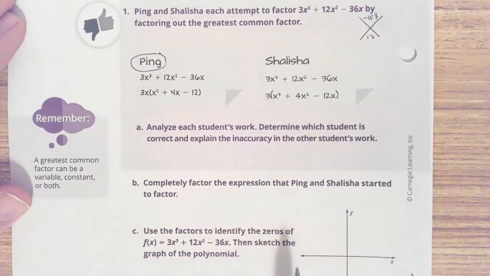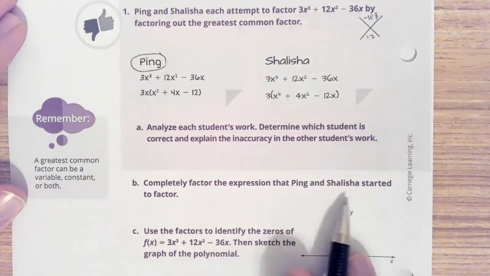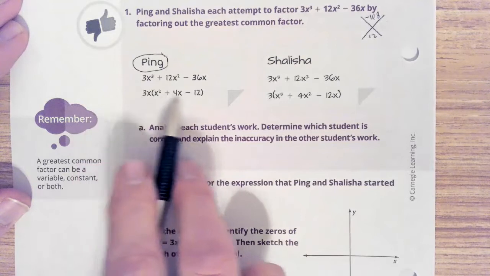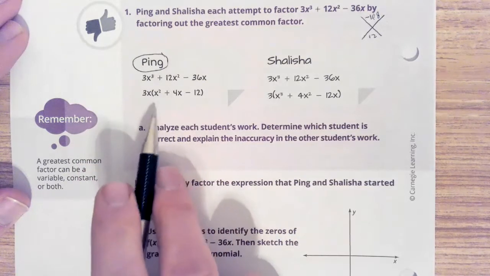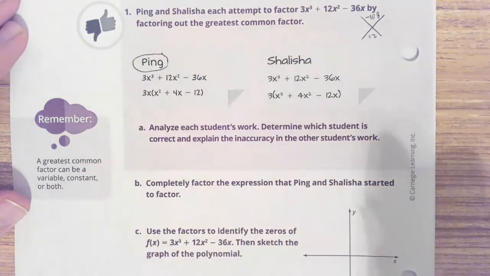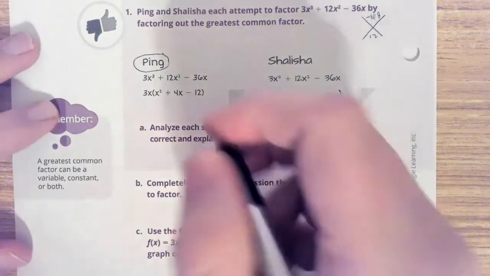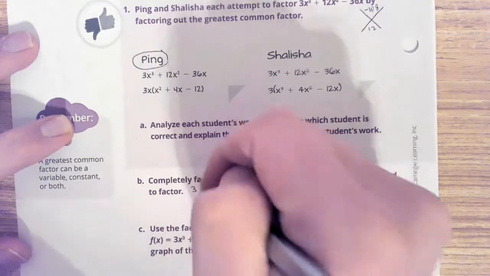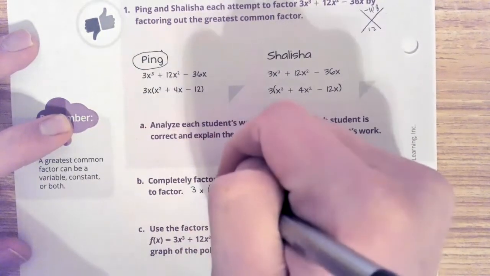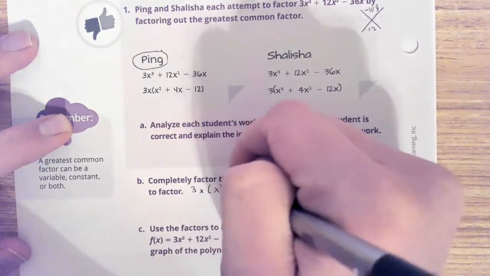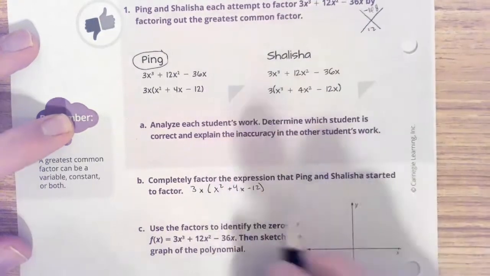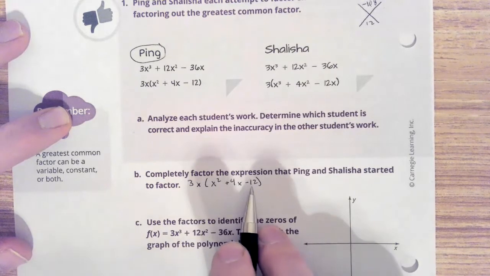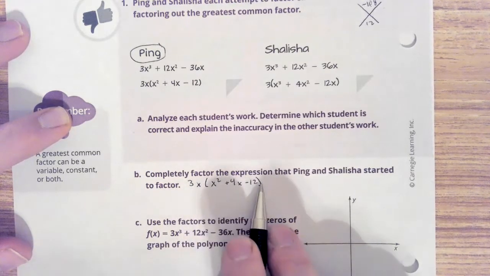So for part B, completely factor the expression that they started to factor. Again, we're going to use this person's expression, and we're just going to continue factoring that. What that really entails is we have this 3x that had been factored out already, but we were also left with this trinomial, this quadratic expression that we should be pretty good at factoring by now. So this x squared plus 4x minus 12, we're just going to factor this now.